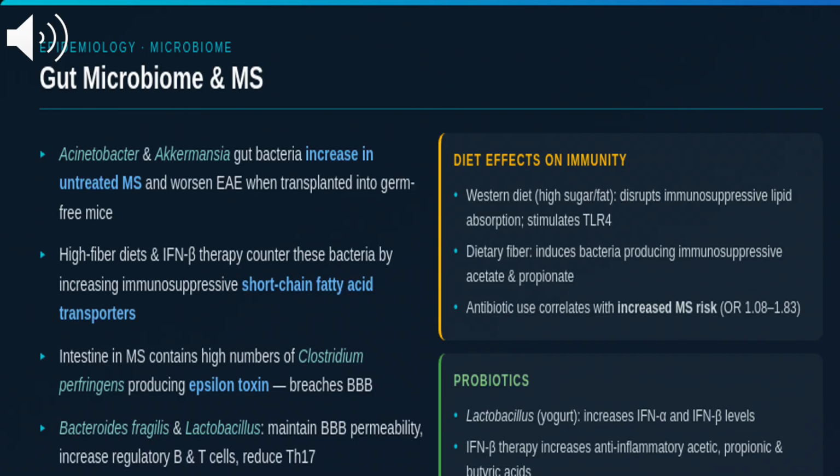The gut microbiome represents one of the most rapidly evolving frontiers in MS research, and the data already available are compelling enough to inform clinical practice. 2 bacteria deserve special mention for their disease-promoting effects. Acinetobacter and Akkermansia both increase in the gut of untreated MS patients. When transplanted into germ-free mice, they worsen experimental EAE, demonstrating a causal rather than merely associative relationship.